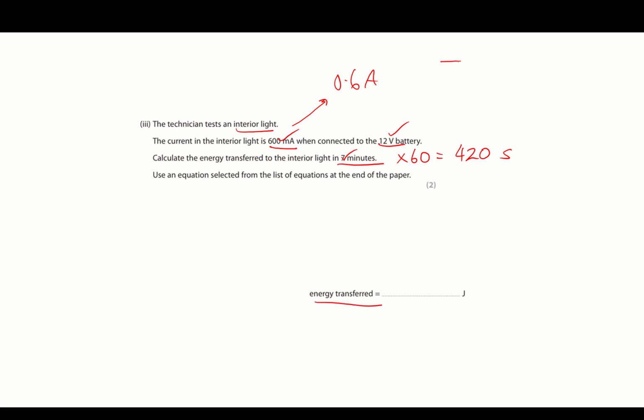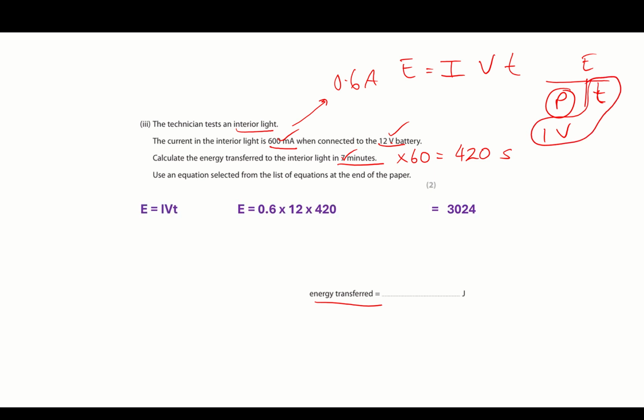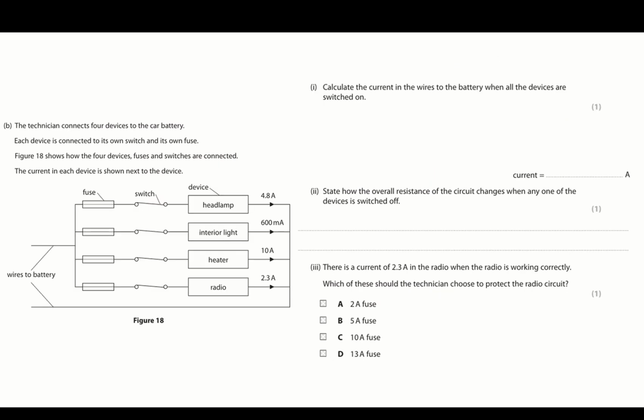So if we look at what we've got, current I, we've got voltage V, and we've got T. So the electrical energy equals current times voltage times time. This is the expanded PET, because if we think P, E, T, we know power equals IV. So you can now see, yep, electrical energy equals current times voltage times time. So 0.6 times 12 times 420 equals 3024. So it's just checking you can do all your unit changes.